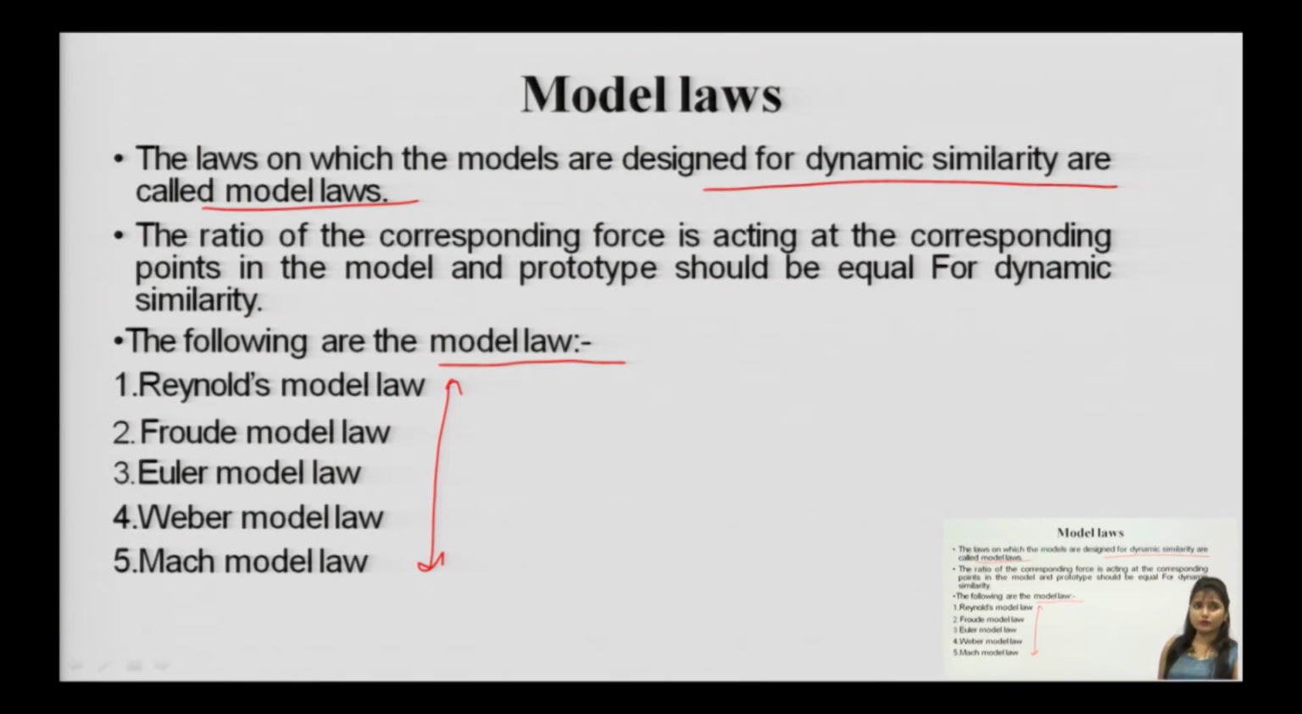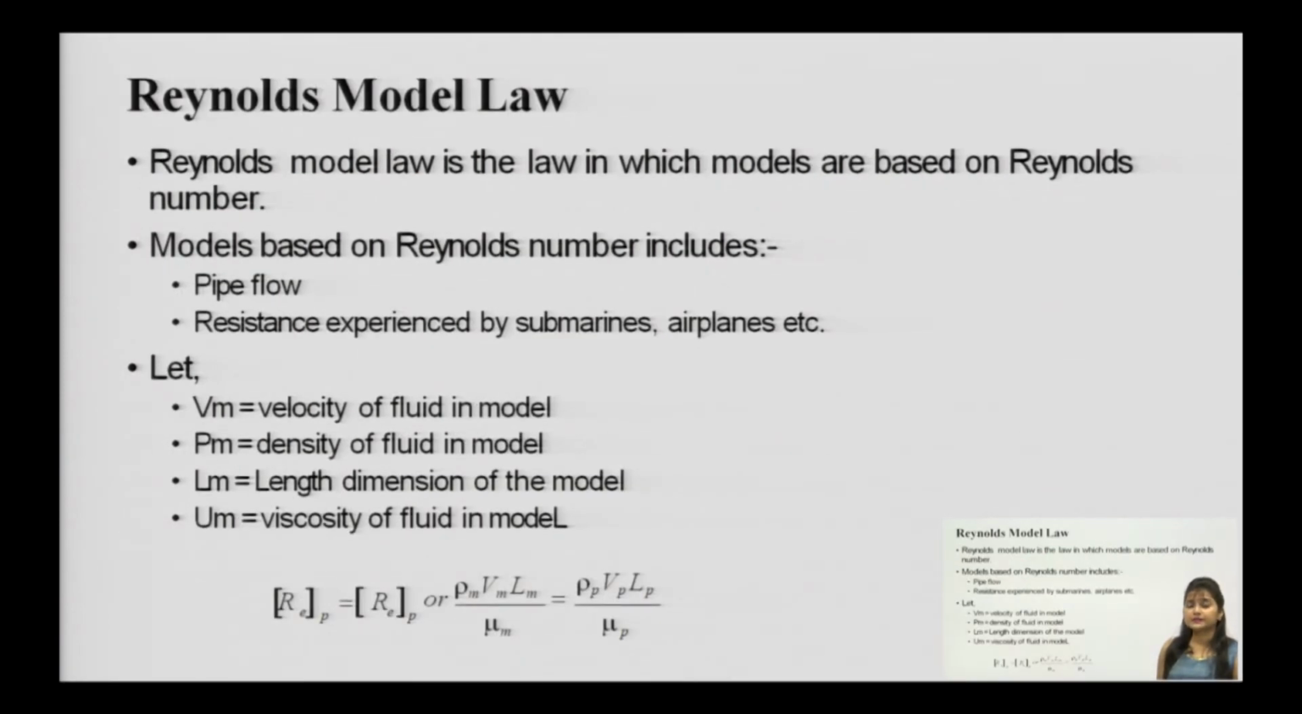Now, let us see what is Reynolds model law. Reynolds model law is the law in which models are based on Reynolds number, that is inertia by viscous force might be in dominating condition, and hence models based on Reynolds number include pipe flow. It can also include resistance experienced by submarines, airplanes, etc.